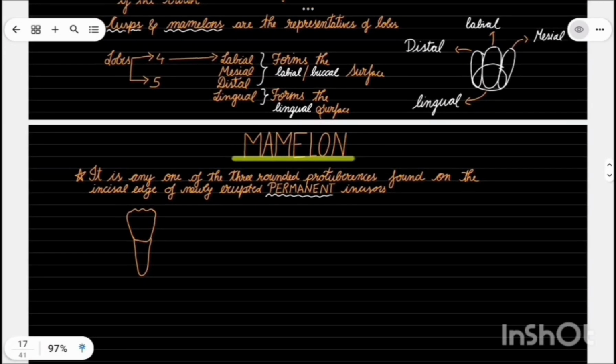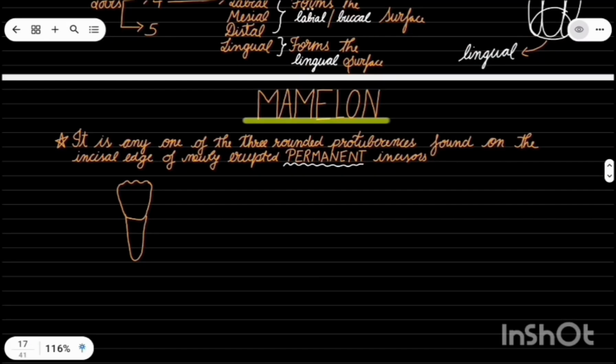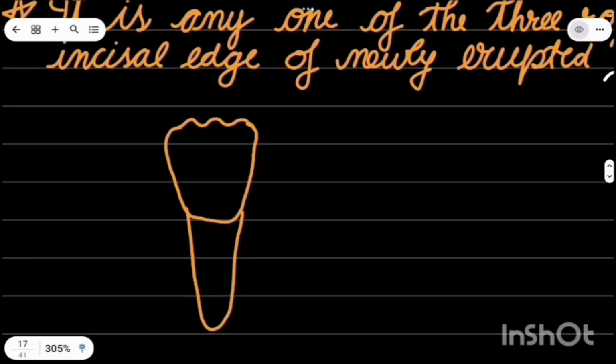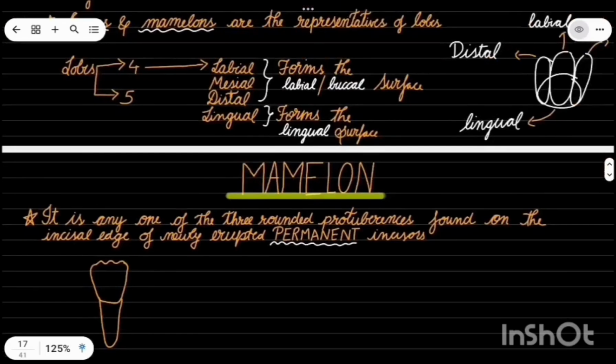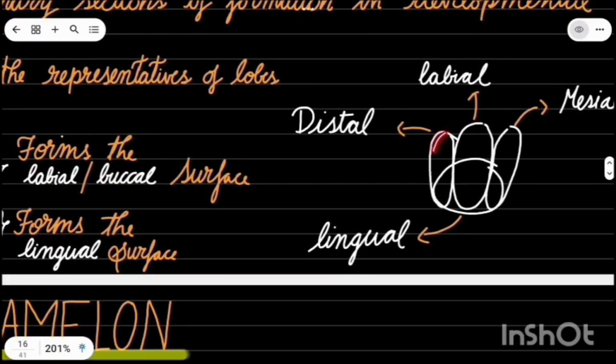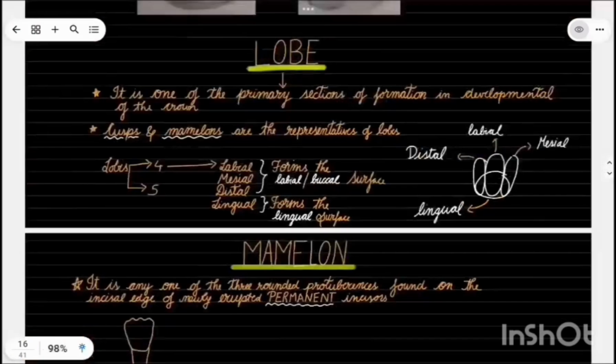Next we have the mamelons. On the surface of a newly erupted permanent incisor, you must remember, we will have mostly 3 protuberances which are representatives of the fusion of lobes. These are called mamelons. They are not seen in deciduous teeth. As you can see here, when the lobes fuse like this, this part is called the mamelons.